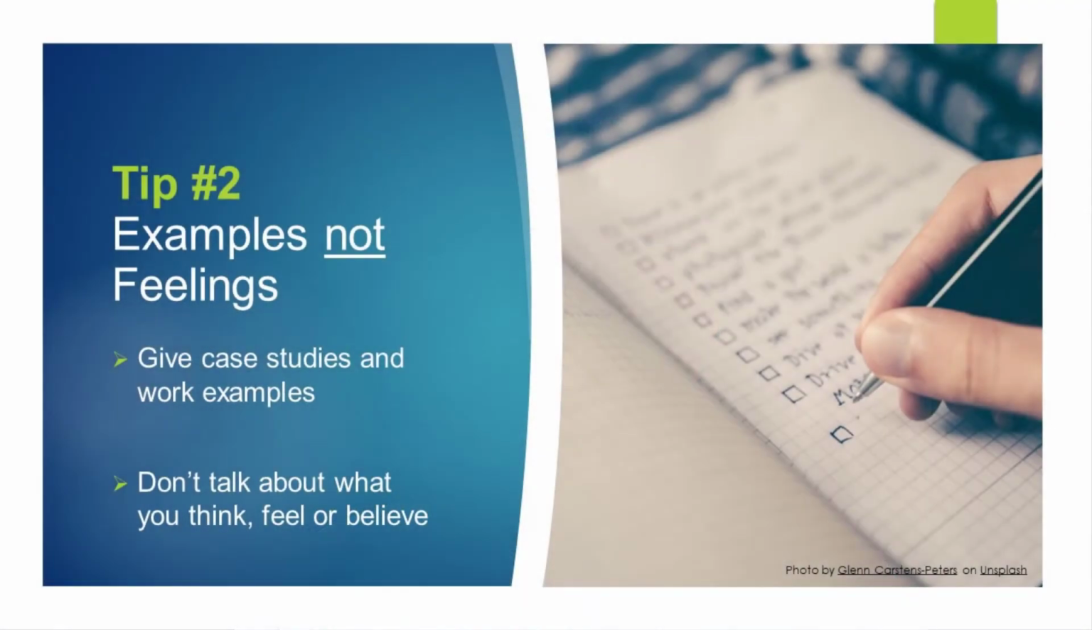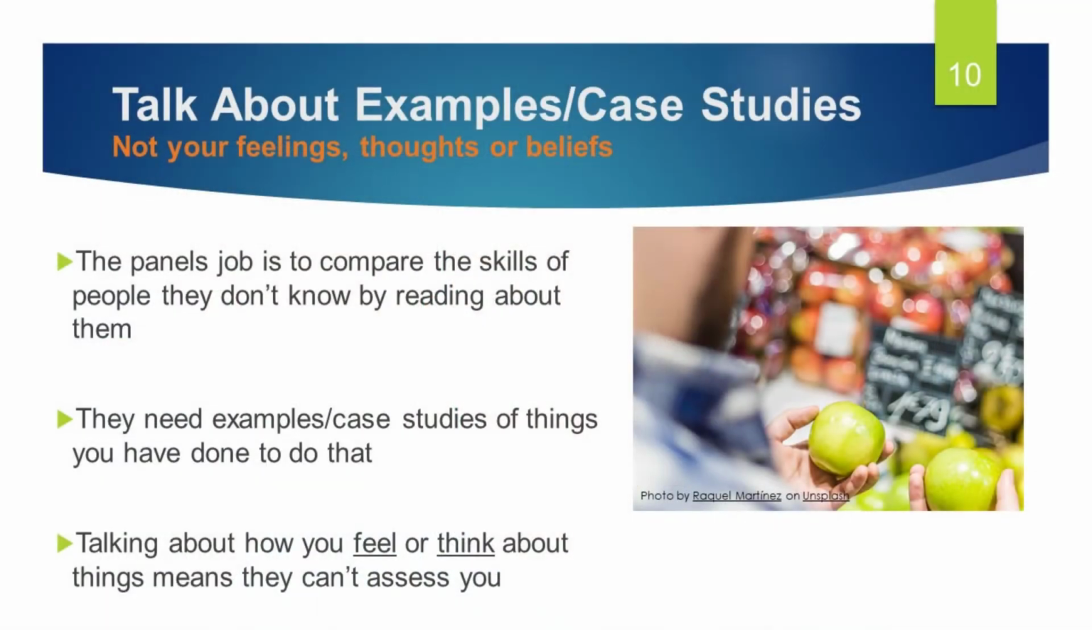What I want to do now is touch on the next tip, tip number 2, which is talking about examples and not your feelings. One of the biggest mistakes people make when they respond to a selection criteria is all they talk about are their thoughts or their feelings or their beliefs. The reason the panel can't consider those is their job is to compare the skills of one applicant against all the others. If all you're talking about is your thoughts and feelings, that's not actually displaying your skills at all.